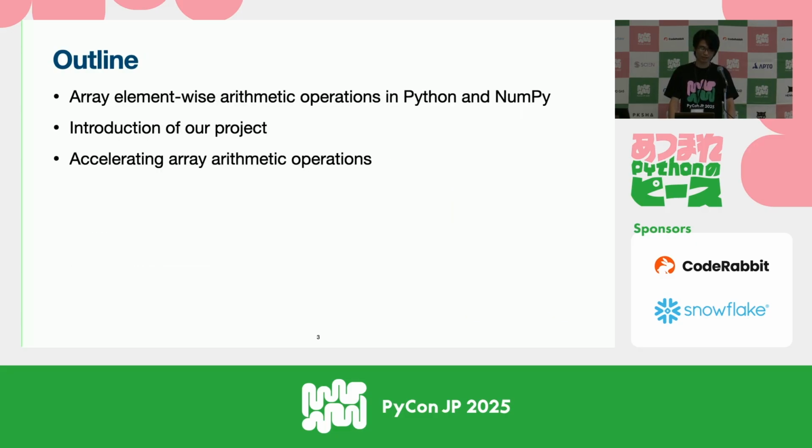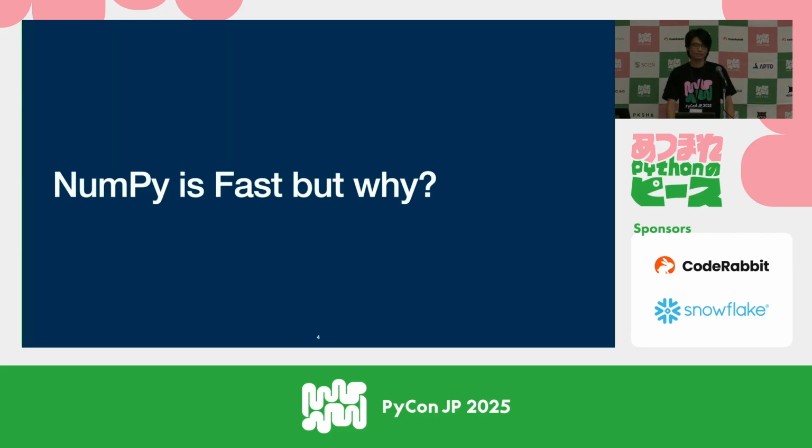And here's the outline. I will first introduce the array element-wise arithmetic operation in both NumPy and Python and compare their performance. And then introduce our project. Then I'll introduce how I accelerate the array arithmetic operation. Okay, let's start. First, we all know that NumPy has really fast performance for numeric programs, but why?